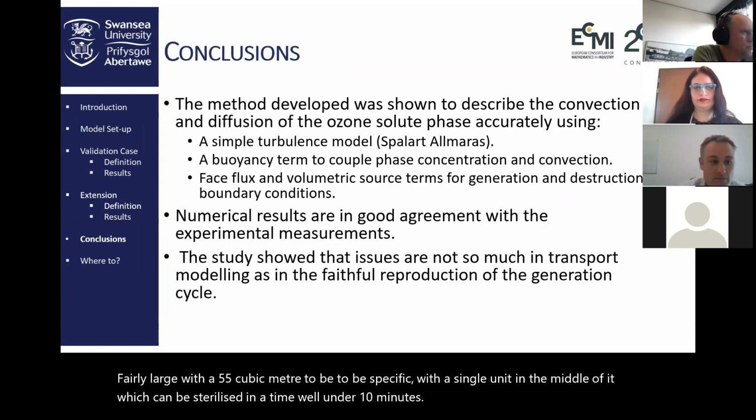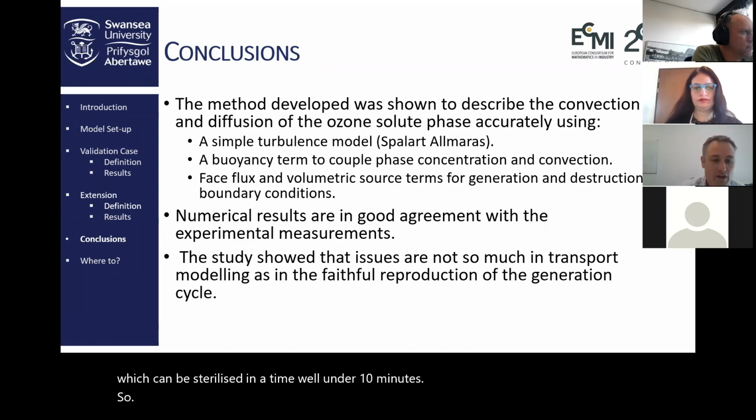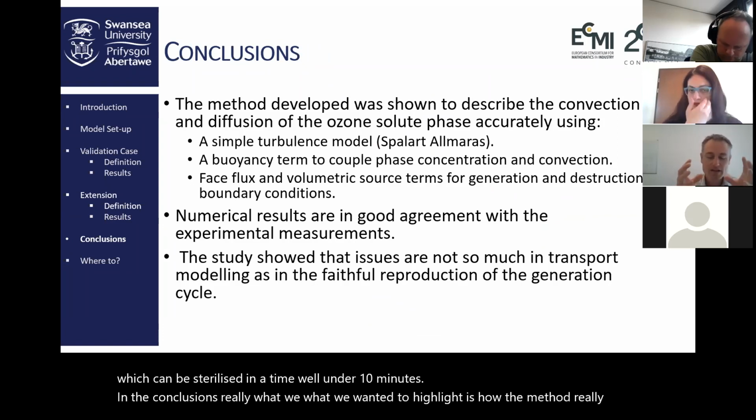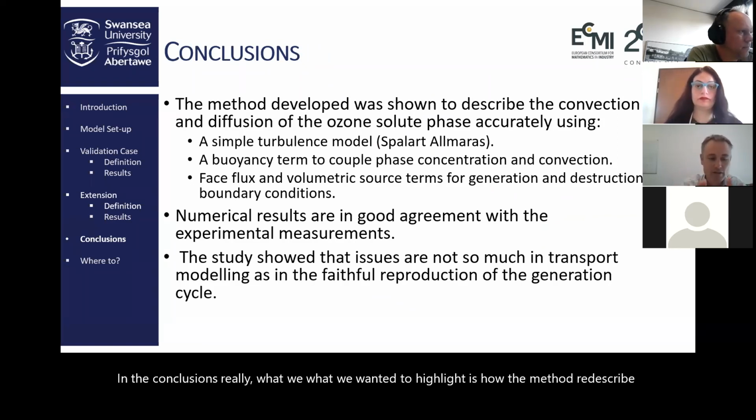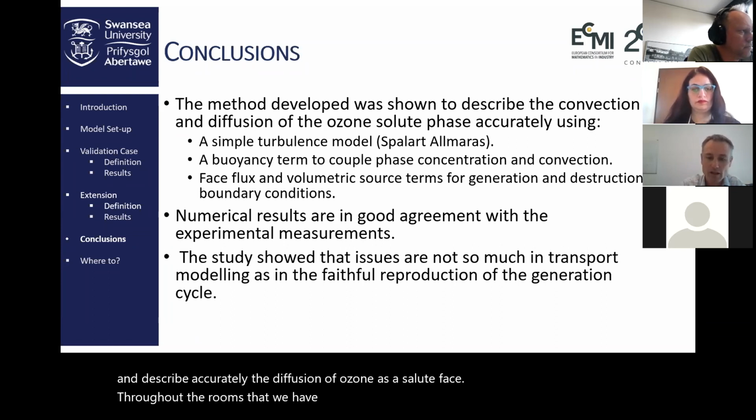So in the conclusions, really, what we wanted to highlight is how the method accurately described the diffusion of ozone as a solute phase throughout the rooms that we had. It really matched well in the circulation phase and the generation phase.